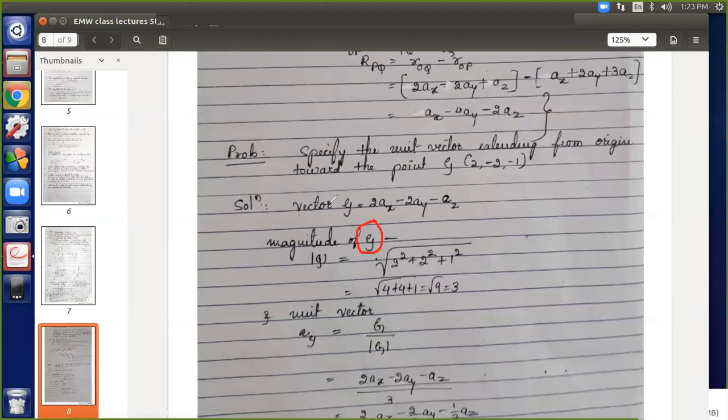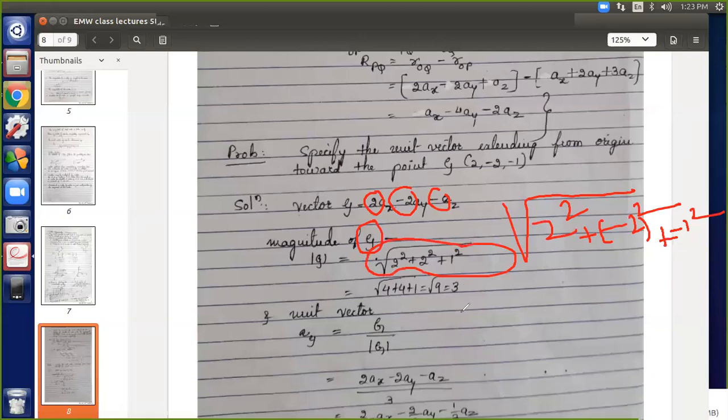For any vector, the magnitude will be the square root of the sum of the squares of its components. Whatever magnitude is here, 2 square, minus 2 square, minus 1 square. All these should be added. This minus 2 is in bracket. So this is how we calculate the magnitude of any vector. Okay, that I have calculated, it is 3.